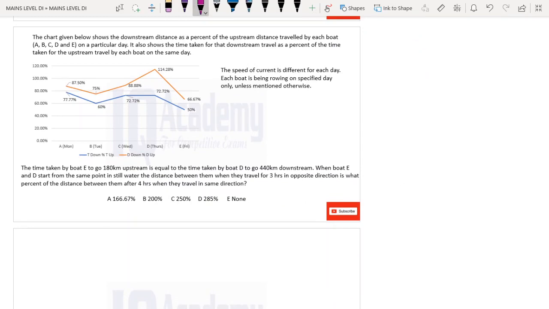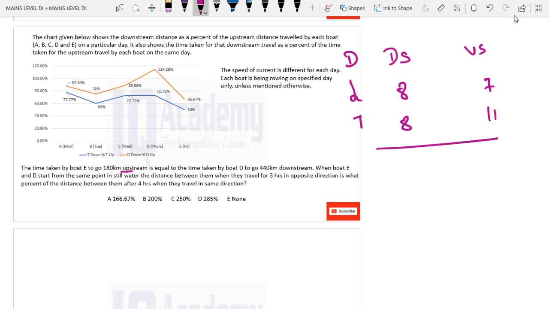The time taken by boat E to go 180 km upstream is equal to the time taken by boat D to go 440 km downstream. So for D, the downstream and upstream data, we already know that the distance ratio is 8:7 and the time ratio is 8:11. So the speed ratio will be 11:7.